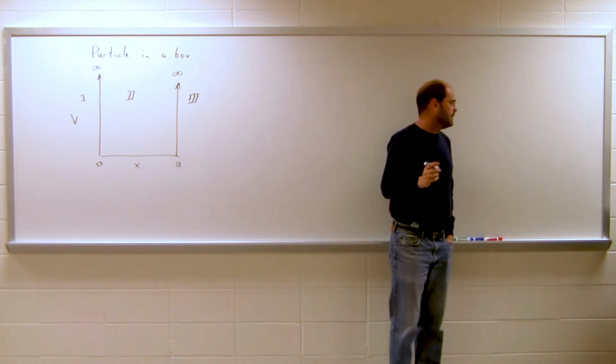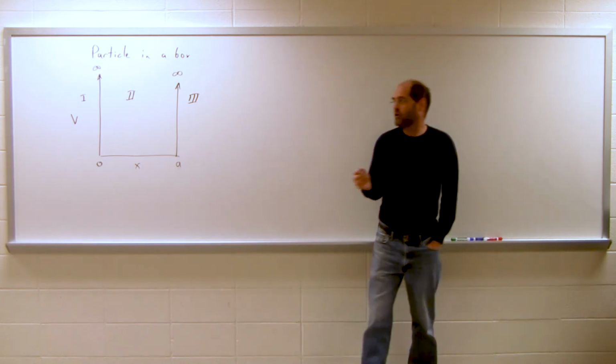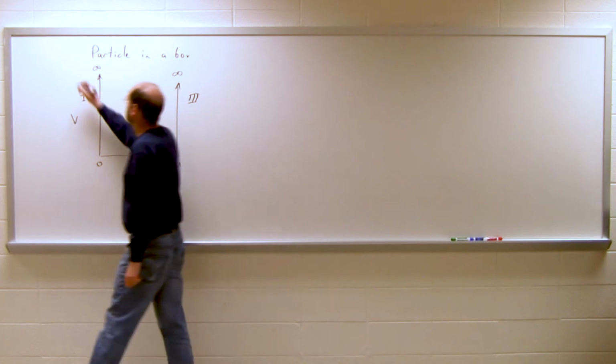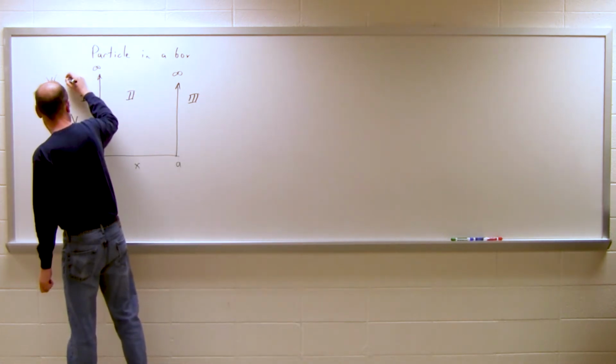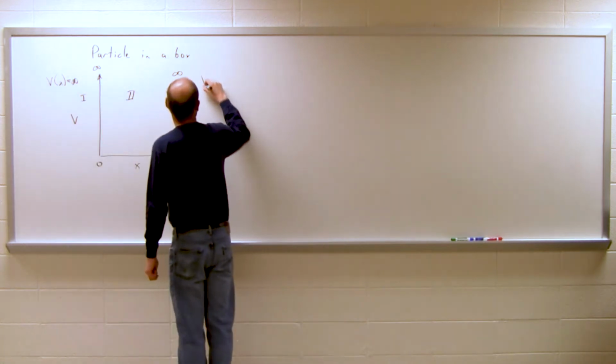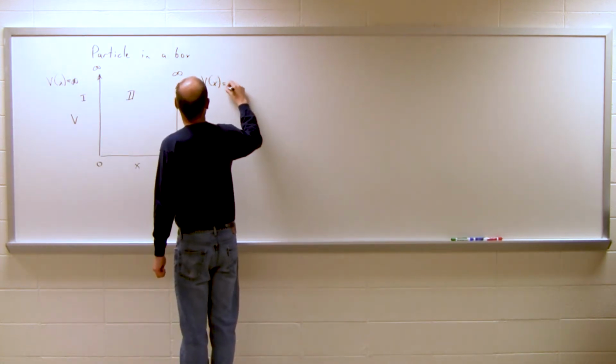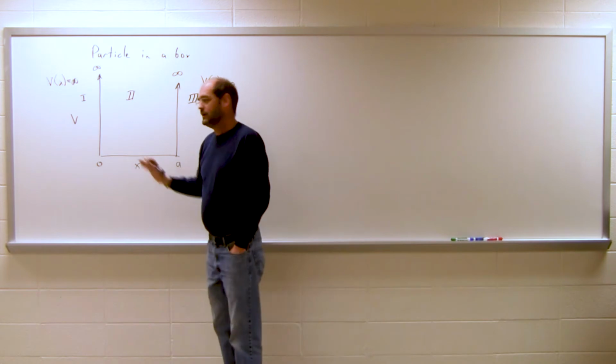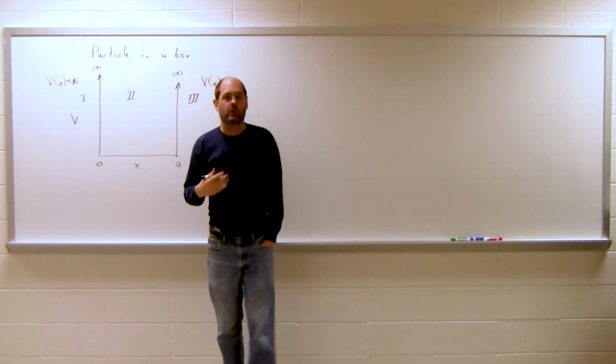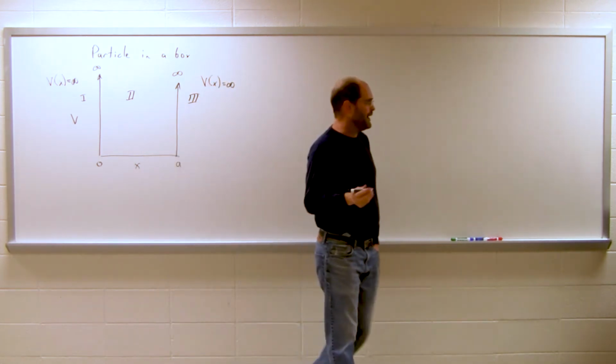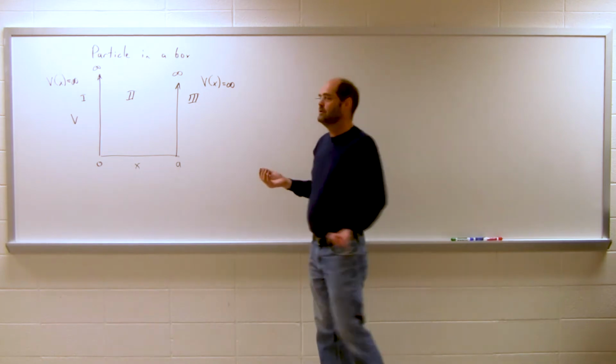We're going to set this up in 3 different regions. First off, we have this region, V of x is equal to infinity. In this region, V of x is also equal to infinity. In this region, equal to 0. What we need to do is we need to solve the Schrodinger equation in this region. So let's do it.